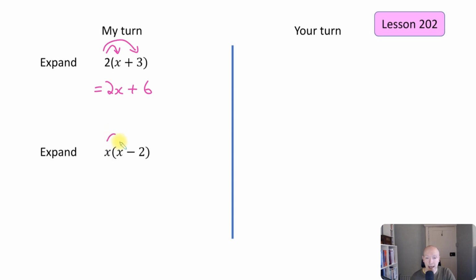Or down here, we're doing x times x is x squared. And x times minus 2 is minus 2x. Really common, people forget to put this x in here and leave the answer as just minus 2 there. So that's why I like the arrow to remind yourself you're multiplying each thing on the inside by the number on the outside.